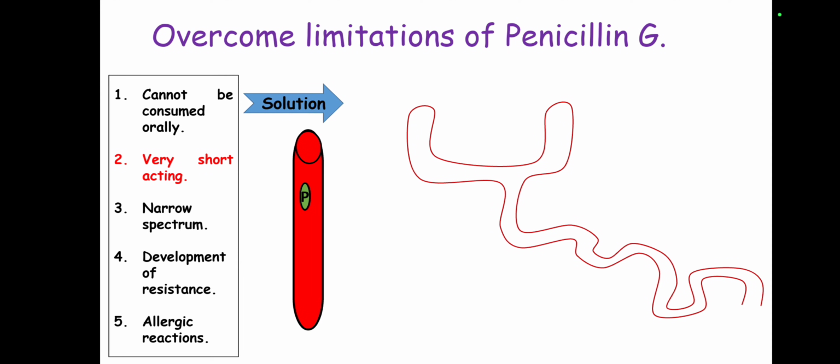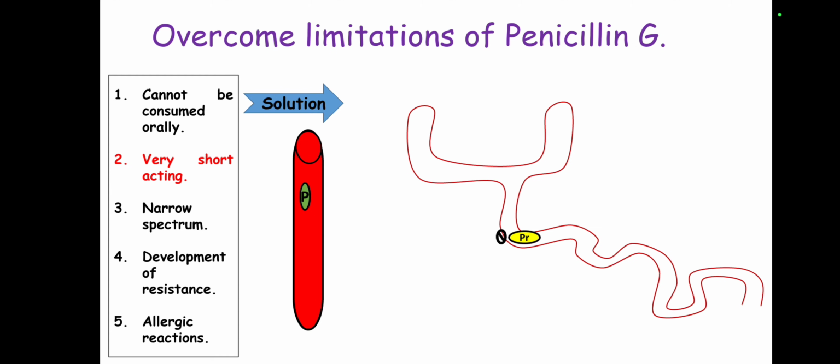One solution is if we inhibit the tubular secretion. If penicillins are not secreted, then they will remain in the blood for a long time and become long acting. And this can be done by giving another drug, that is probenecid. Probenecid competes with penicillin for tubular secretion. So, when both penicillin and probenecid are present, only one out of the two can undergo tubular secretion.